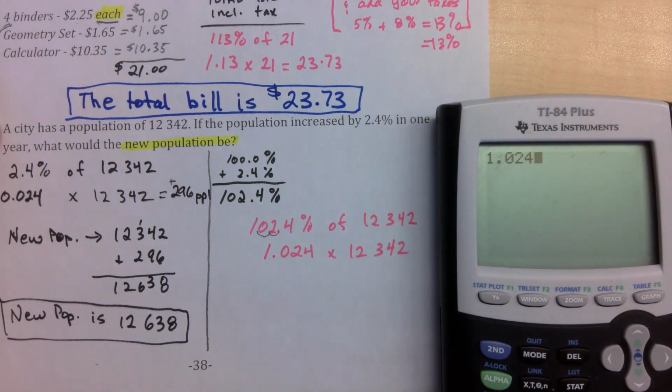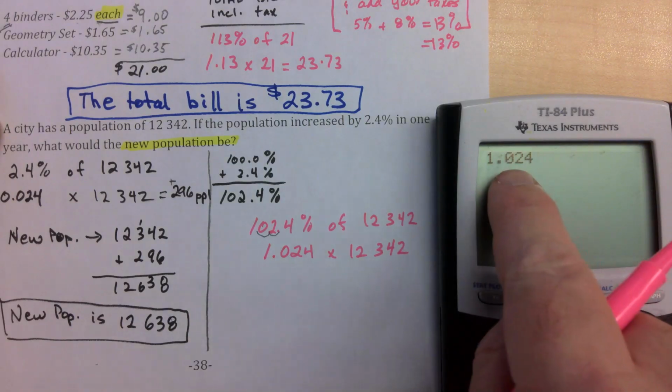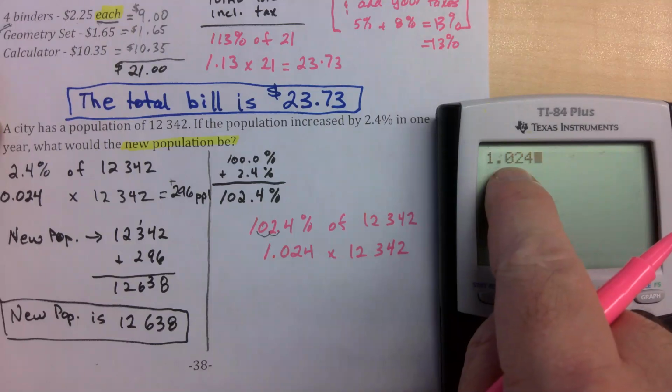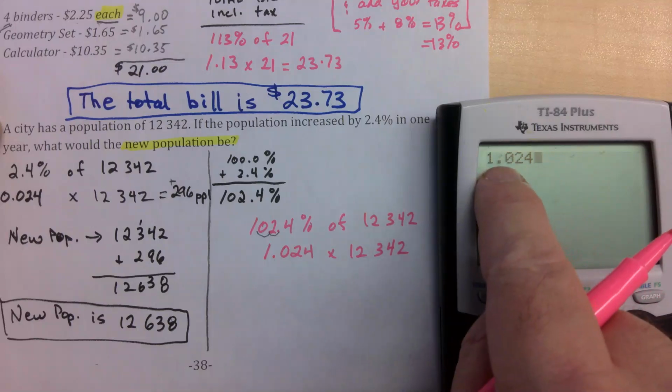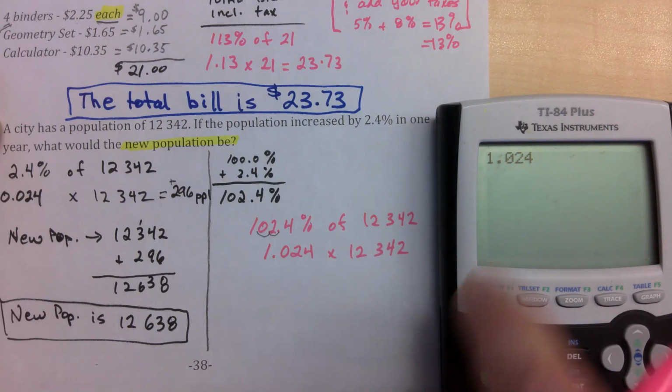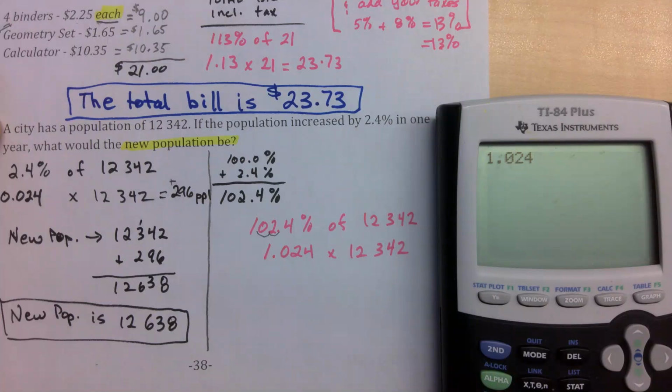1.024. Now, 1.024, not 1.24. It didn't increase by 24%. It increased by 2.4%. That zero is critical. Do not ignore that placeholder 0. This is 102.4%, written as a decimal, times 12,342.